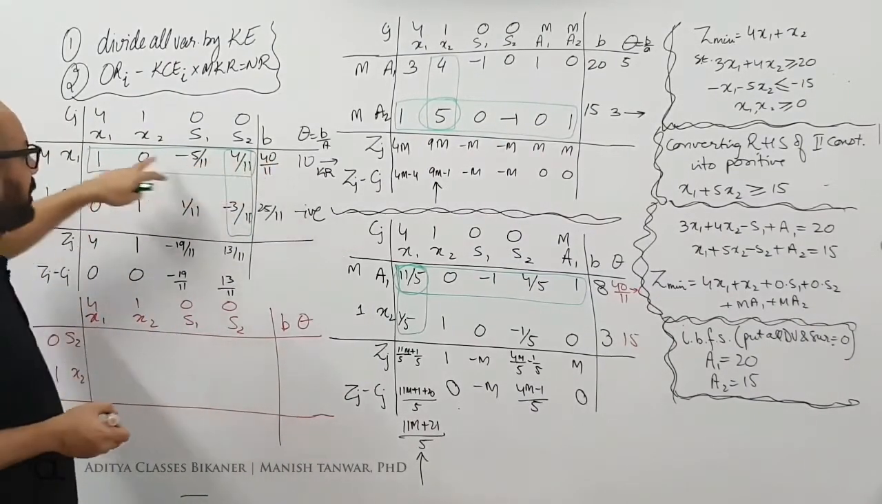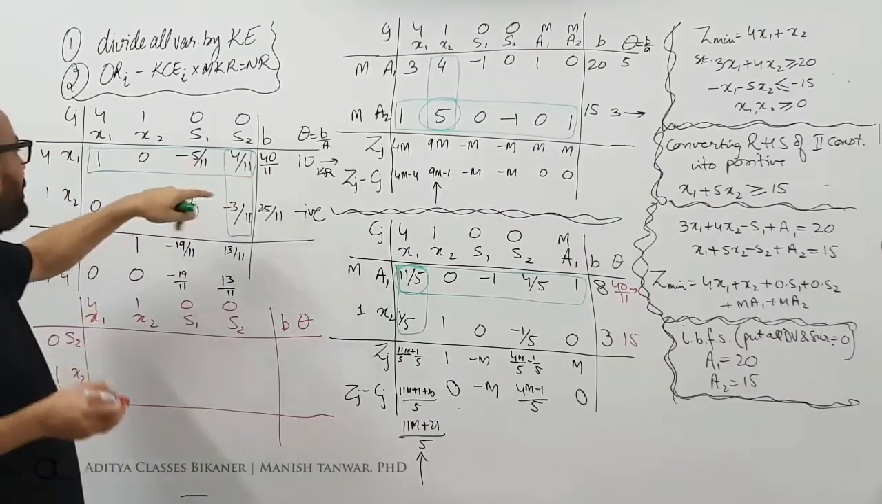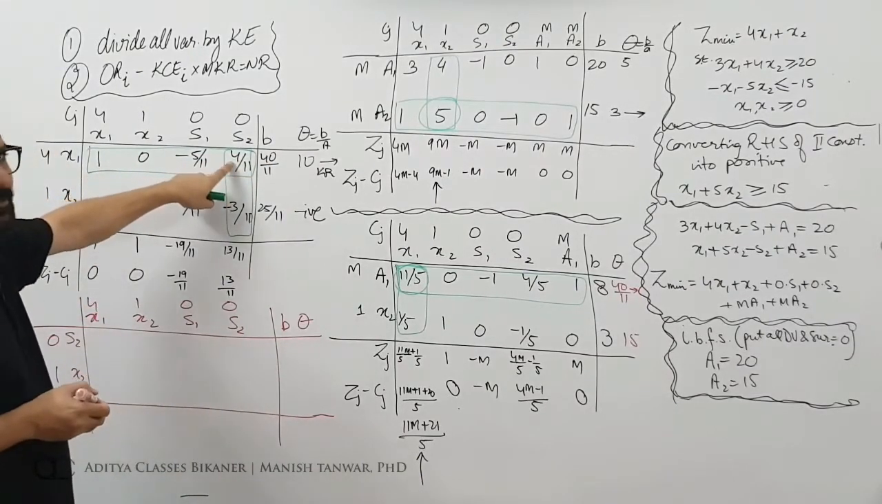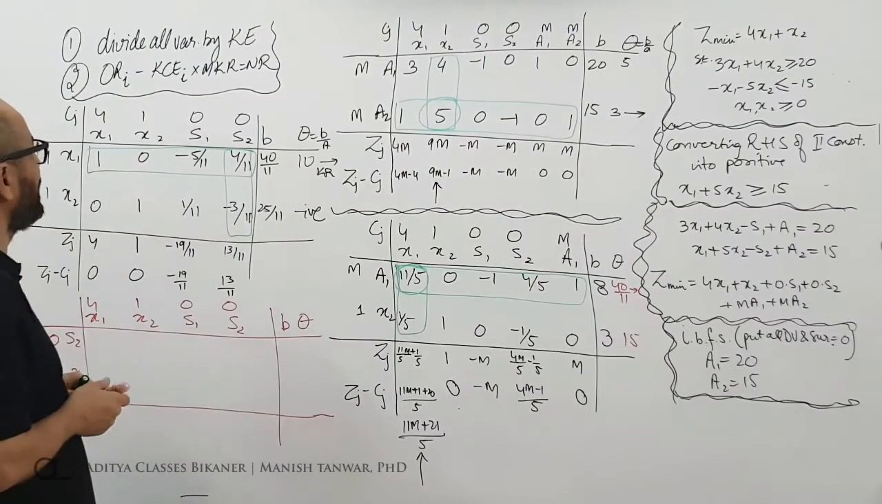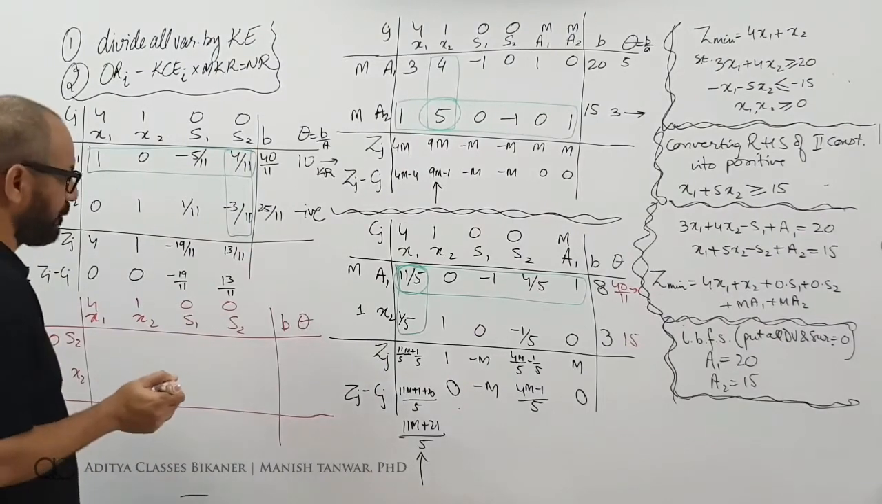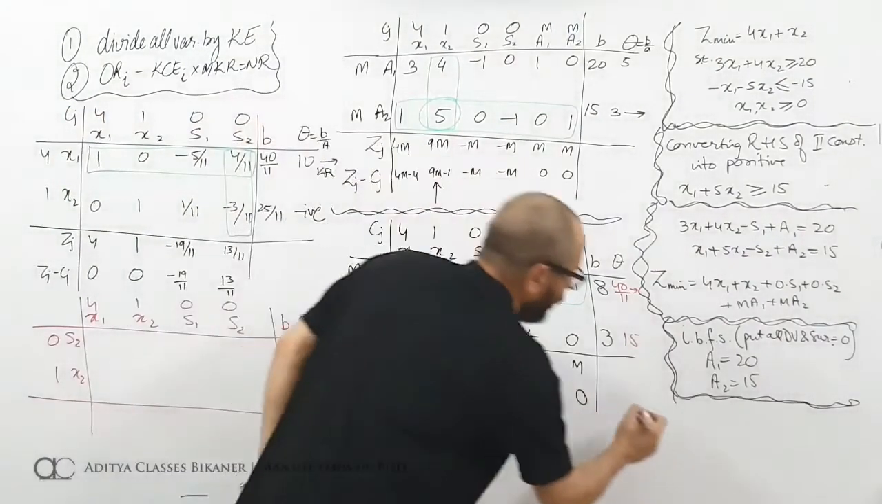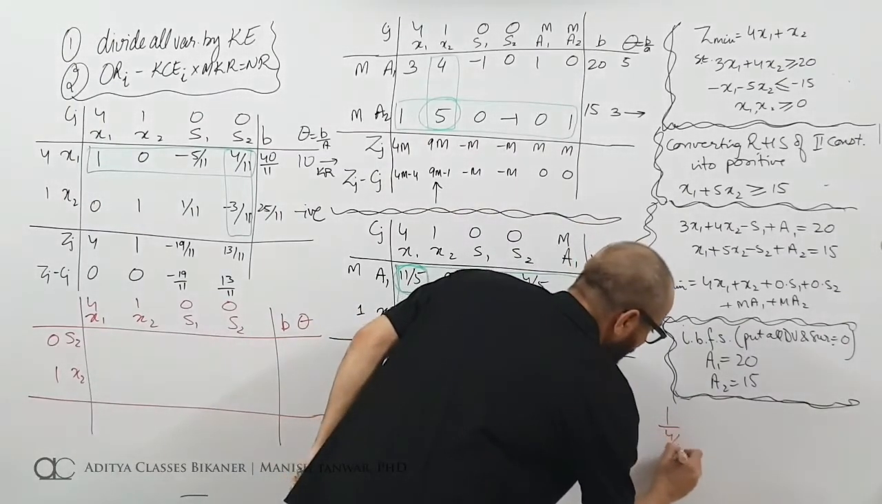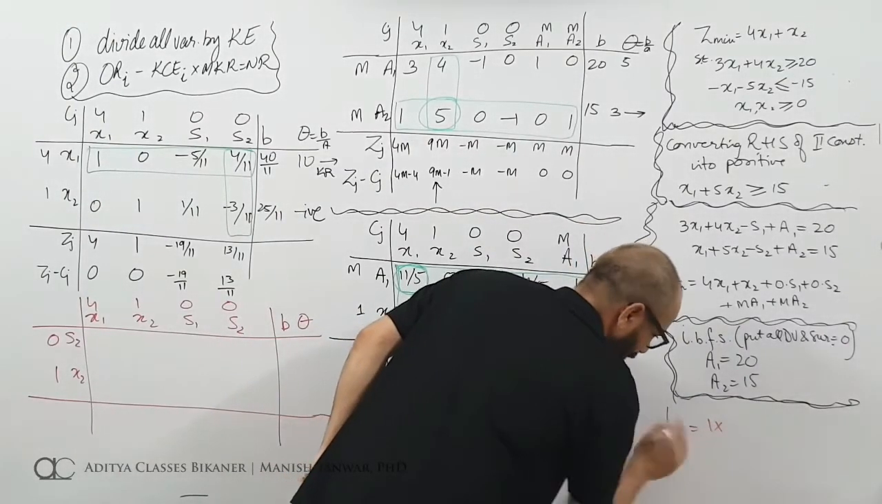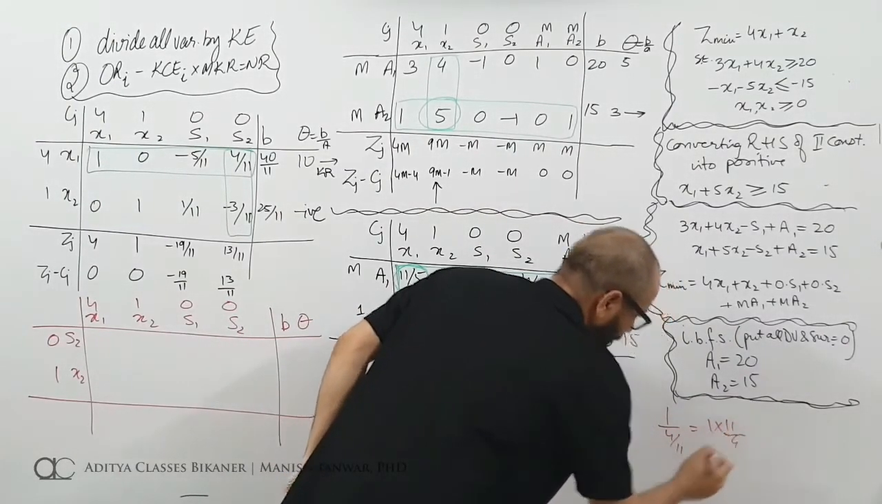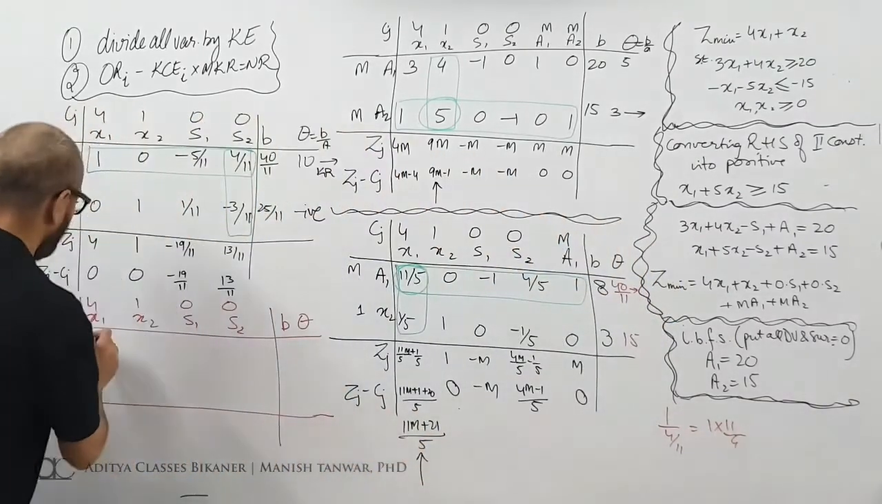Divide all elements of key row by key element. Key element is 4 by 11. 1 divided by 4 by 11. 1 divided by 4 by 11. 1 divided by 4 by 11, making it 1. 11 by 4 gets flipped. So we have a 11 by 4.